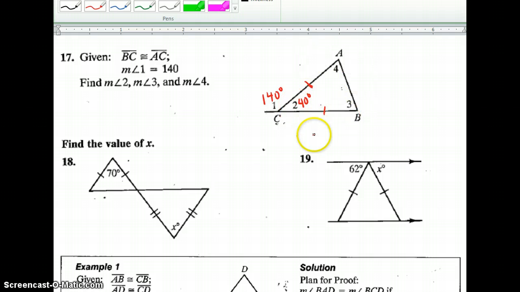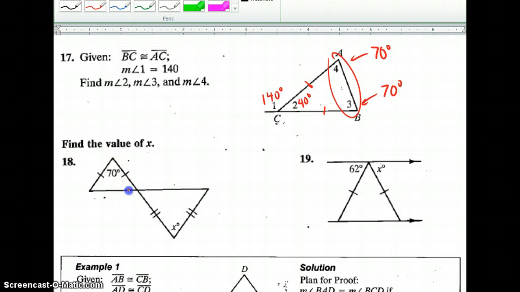And then we have an isosceles triangle here, and these two are the same, and they have to add up to 180 with this. So I have 140 total for these. So each one of these is half of 140, so it's 70. Okay, find the value of x. This is an isosceles triangle. I'm guessing it's going to be 70, but I'll show you why.